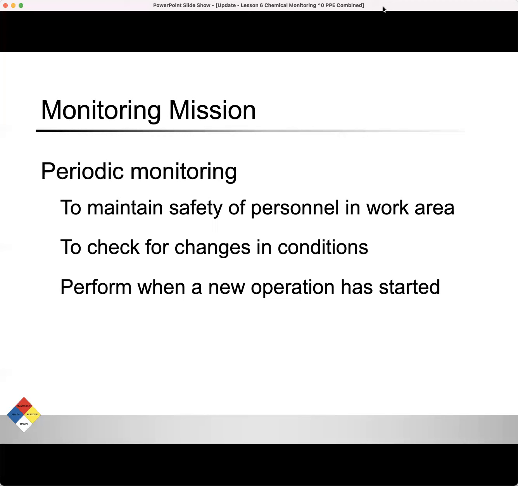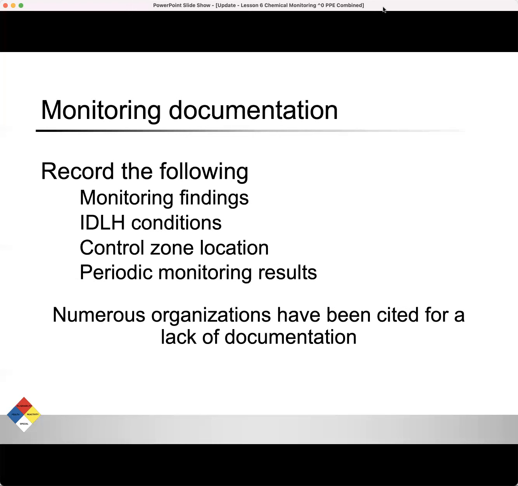Also, if you are doing a new operation, you're also going to monitor. So what is the information you're going to record? Your monitor findings, the ideal H conditions, your control zone location, and your periodic or operational monitoring results. Remember, numerous organizations have been cited or fined for a lack of documentation. If you're monitoring, you need to record your results.